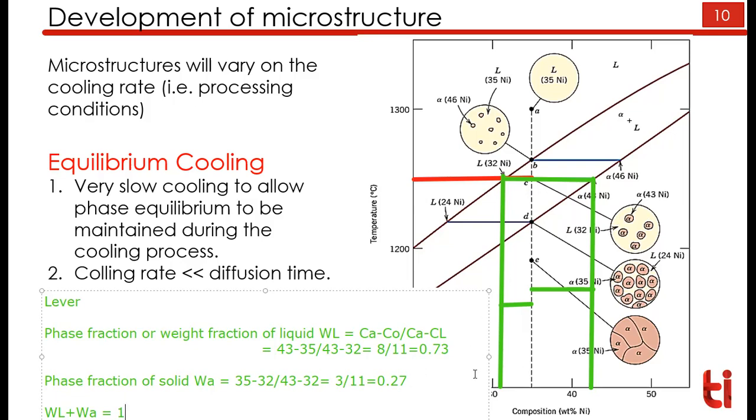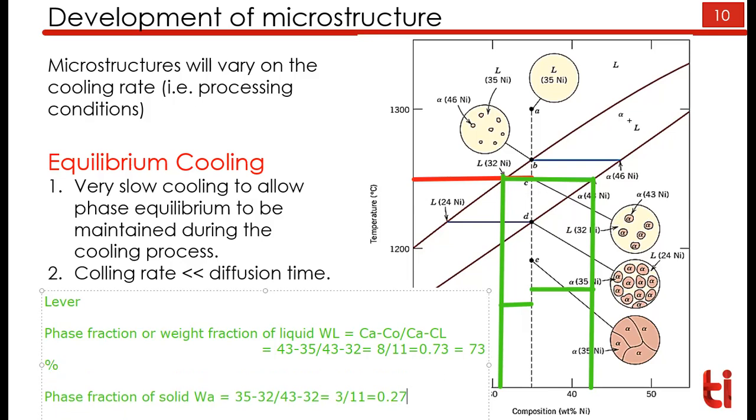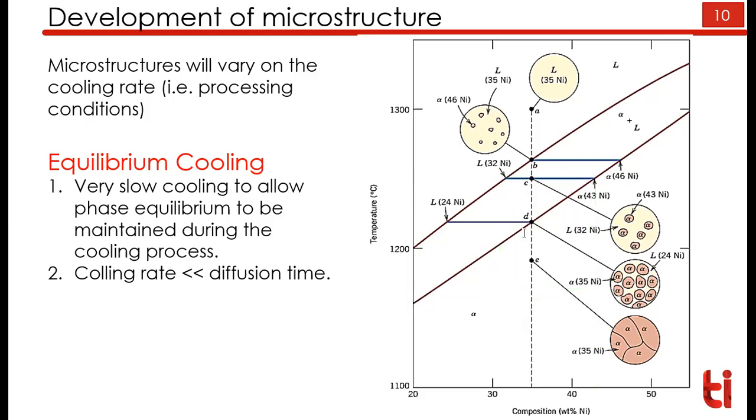So how much in percentage is liquid present? 73% liquid. And how much is the solid? 27% solid is present. And at what temperature? 1250 degrees Celsius. This kind of numerical problem you can expect in your quiz also, where you calculate the phase fraction, or it may be in the end-semester exam. So we have dealt with this problem now.